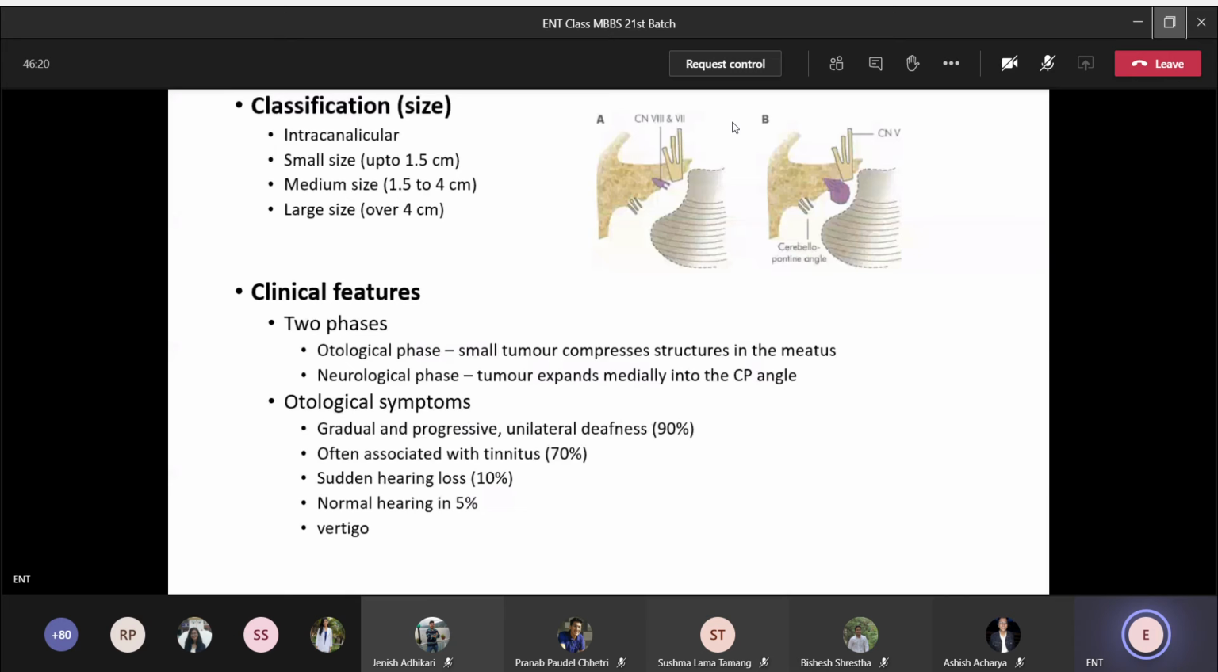They can even come with normal hearing in around 5% of the cases. And vertigo is another symptom. So any vertigo with unilateral sensory hearing loss, an acoustic neuroma should be ruled out. Now the trigeminal symptoms, that is the fifth nerve.